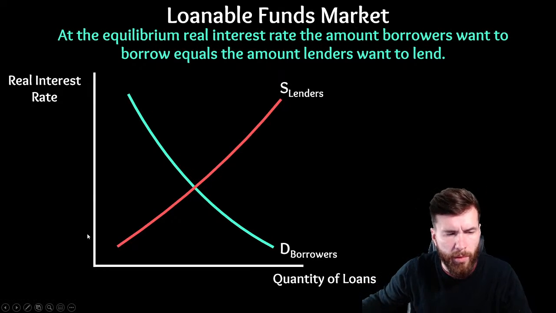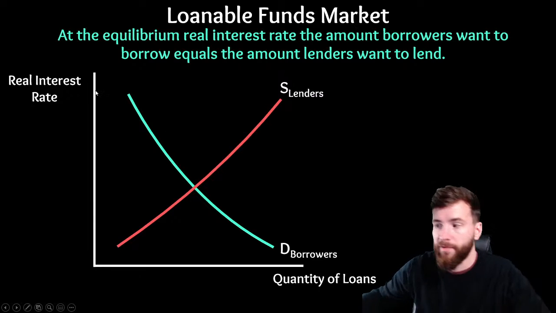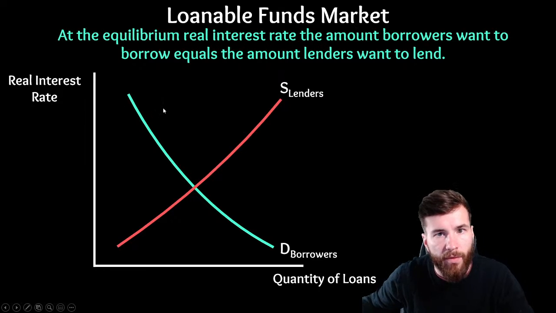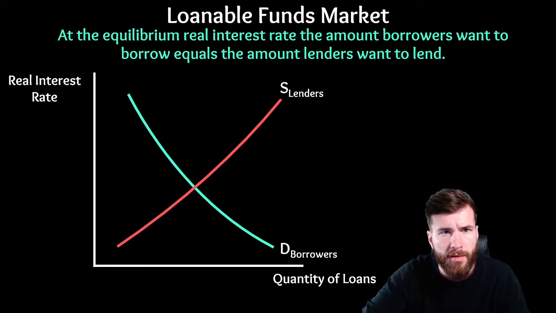And supply for loans is direct. As rates increase, banks are going to be more and more willing to lend out money, because that's a higher rate of return, a higher profit margin, for giving out those loans. So that's all that is involved with the supply and demand, or the loanable funds market.